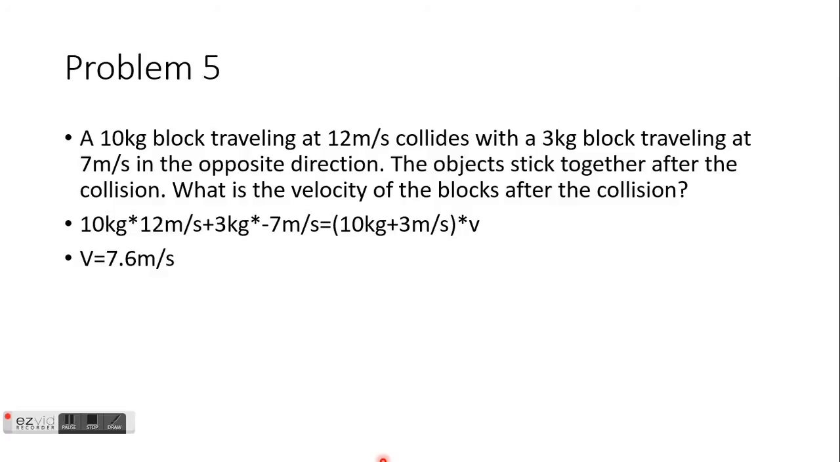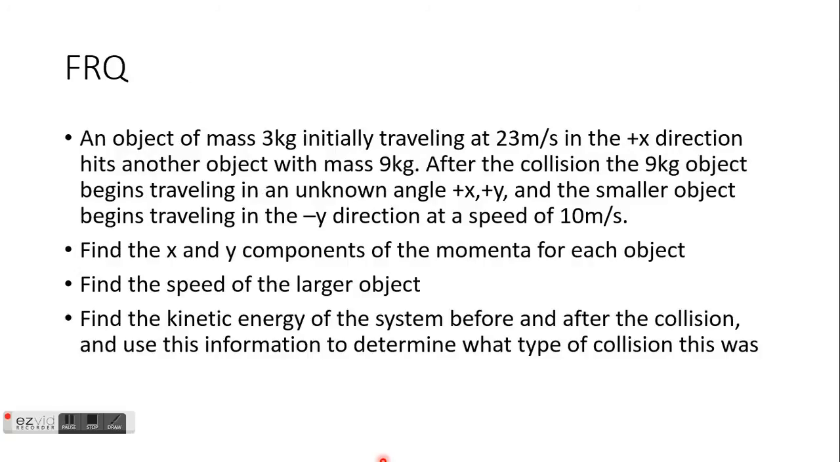And I think it's time for the FRQ. So pause the video and start working through it. I'm going to read it out and then start working through it myself as usual. An object of mass 3 kilograms initially traveling at 23 meters per second in the positive x direction collides with another object with mass 9 kilograms. After the collision, the 9 kilogram object begins traveling at an unknown angle, positive x, positive y, and the smaller object begins traveling in the negative y direction at a speed of 10 meters per second.